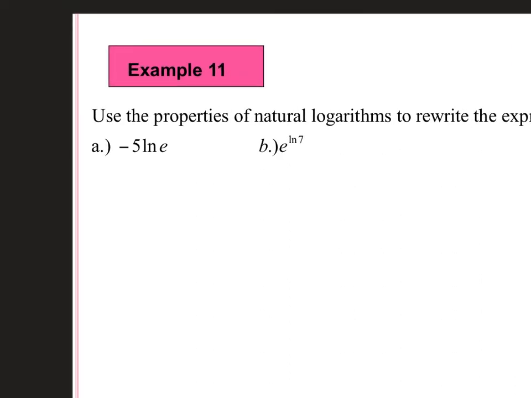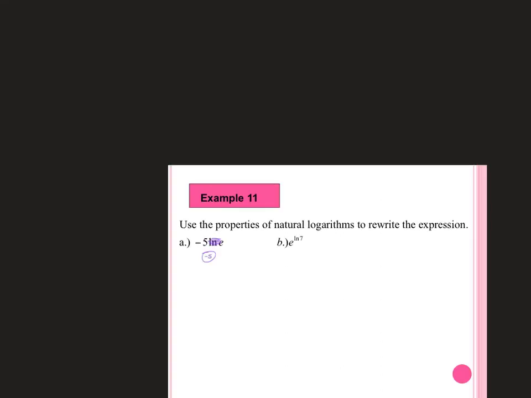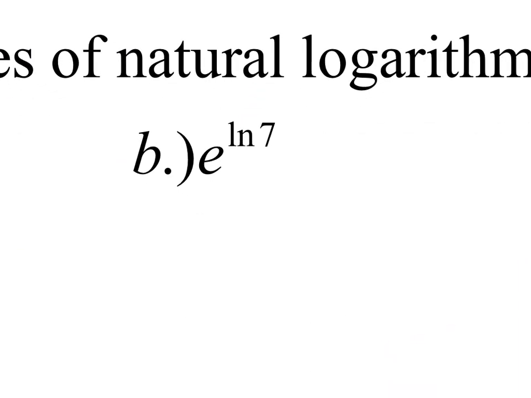Exact same properties of logs that we learned Monday, same thing applies to natural logs. If ln and e are inverses of each other, they just cancel out. So if I have negative 5 natural log of e, what's my answer? Negative 5. When I have e raised to the ln 7, what do you think happens with e and ln? They cancel out, so my answer is 7. That will be helpful when we go on to the next section.